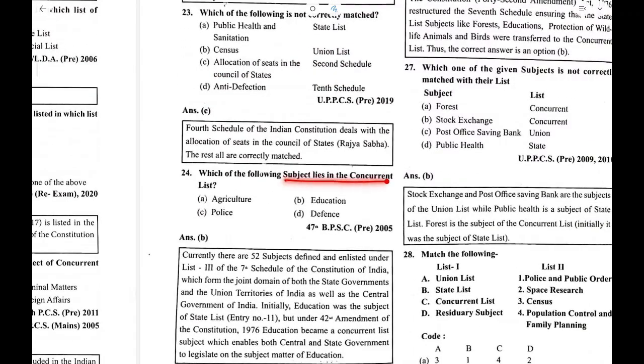Which of the following subject lies in the concurrent list? Agriculture is a matter of state list. Education is a matter of concurrent list. Police is a matter of state list, whereas defense is a matter of union list. So B is the correct answer.